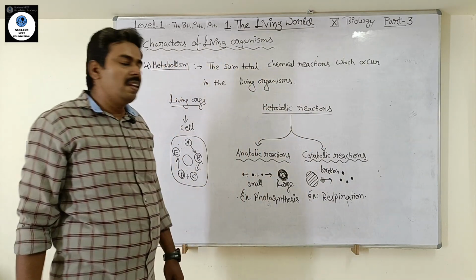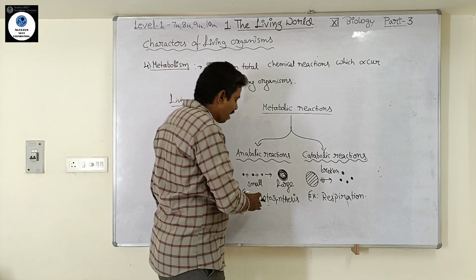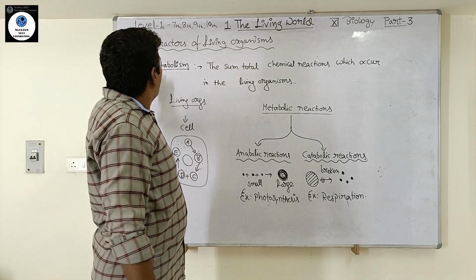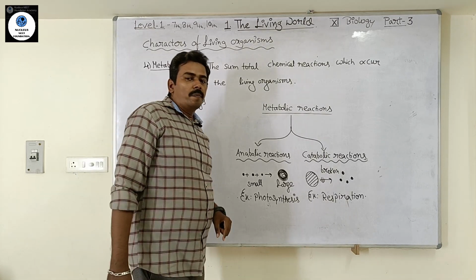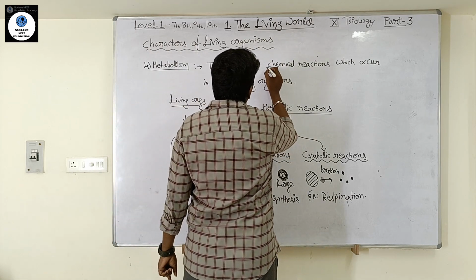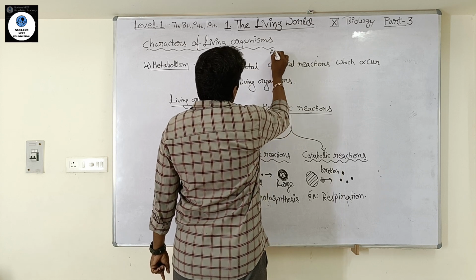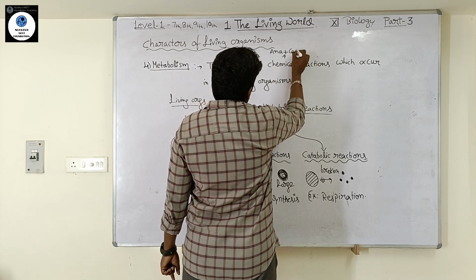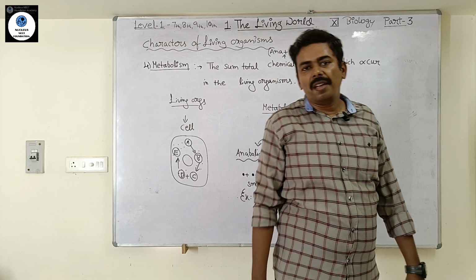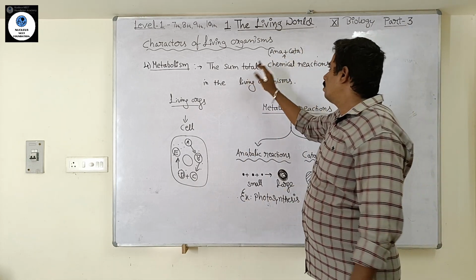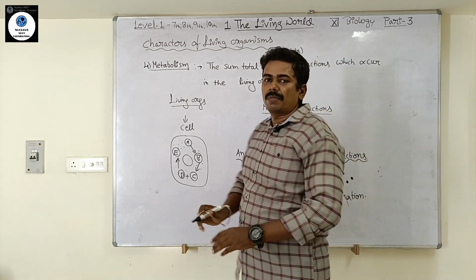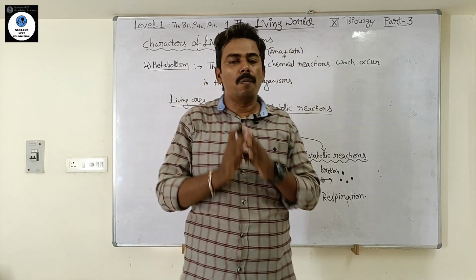So note this down, students, very important for your NEET exam. Anabolic reaction examples, catabolic reaction examples. Then we can also redefine metabolism now. Metabolism can also be considered as the sum total of anabolic and catabolic reactions which occur inside the living organism. We can also define metabolism in this method.